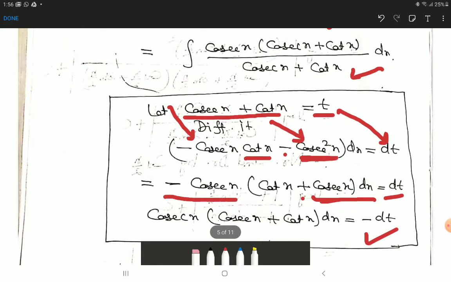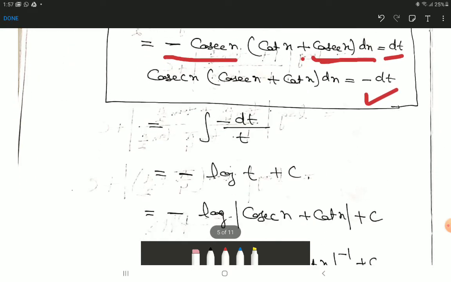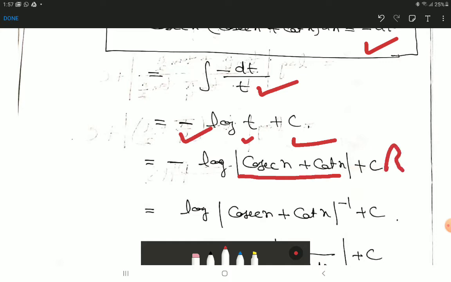So we will do this substitution here. This cosec x into cosec x plus cot x dx will be replaced by minus dt. Upon this, cosec x plus cot x will be replaced by t as per substitution. So it becomes integration of minus dt by t. Minus is a constant, you can take it out, and integration of 1 by t dt is log t plus c. Feed back the value of t. t is cosec x plus cot x. Right? So this is the first answer I have obtained, the first right hand side. Let's try for the second right hand side.